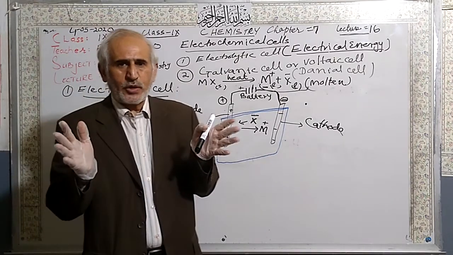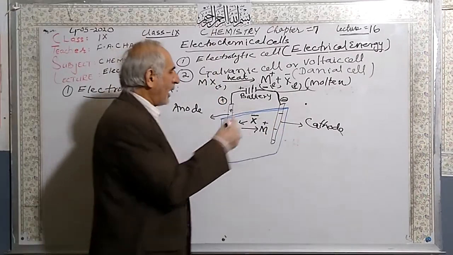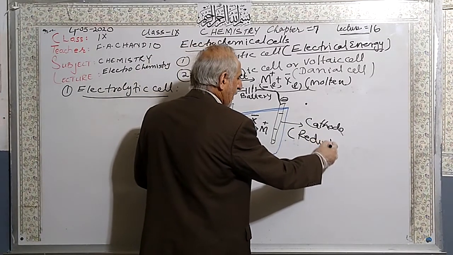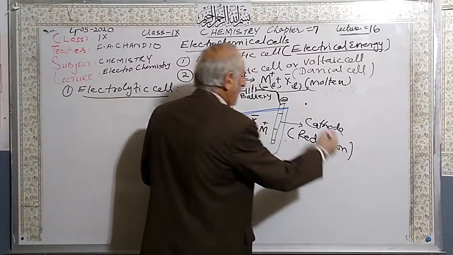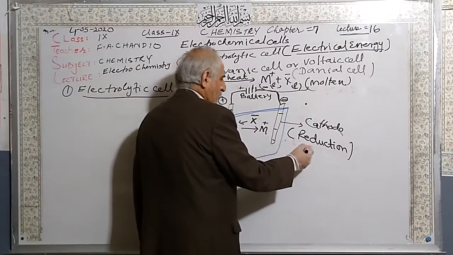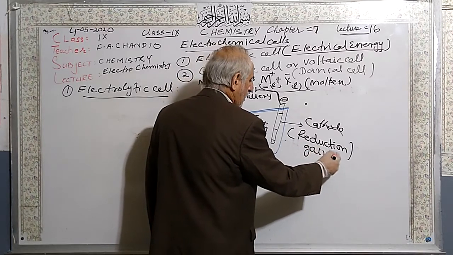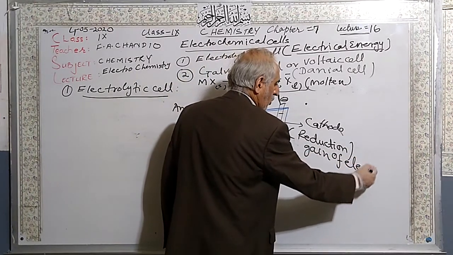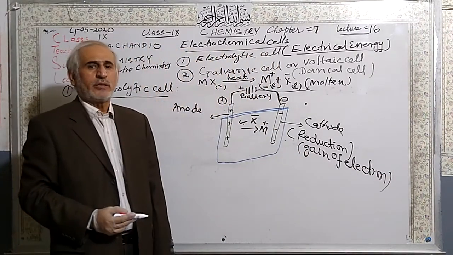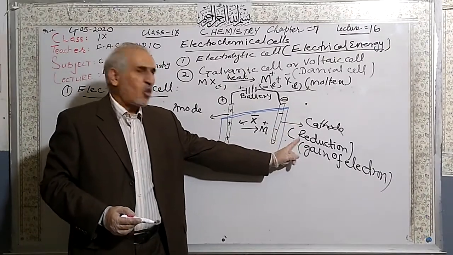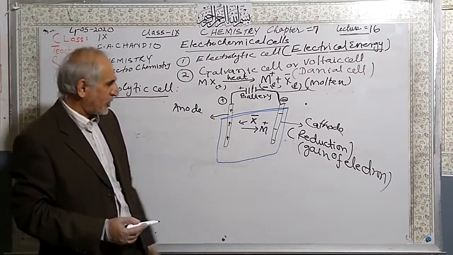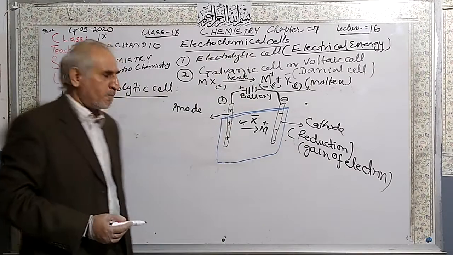And there is one very important thing. At the cathode, always a reduction reaction or reduction process. Always at the cathode, reduction. Reduction is a gain of electrons. So at the cathode, always reduction, and the negative and positive ions move towards the cathode to undergo reduction. So gain of electrons takes place.